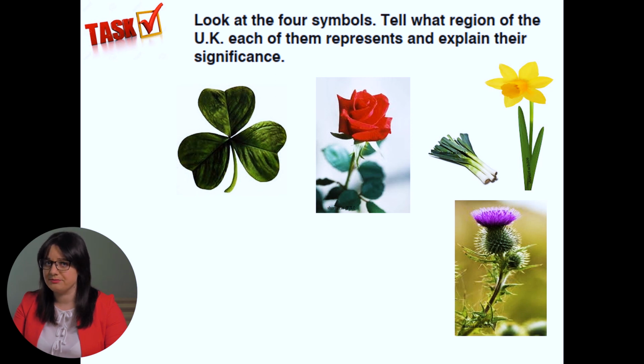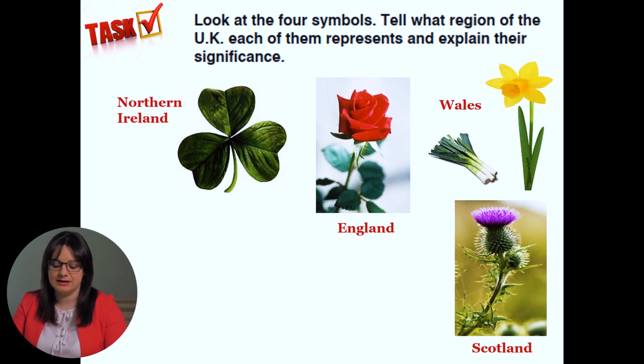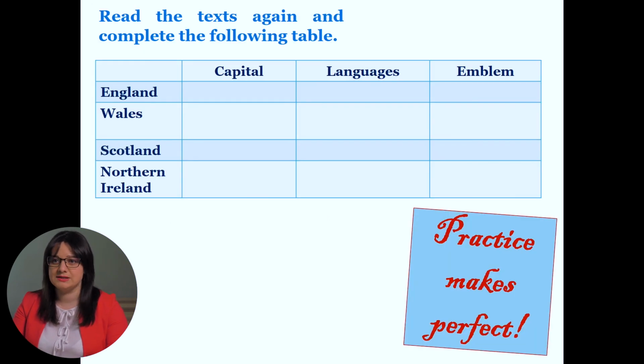The red rose represents England. Thistle represents Scotland. The daffodil or the leek represents Wales. The shamrock represents Northern Ireland. Now let's recap. You may go back to the text if you need some information. And let's complete the following table.